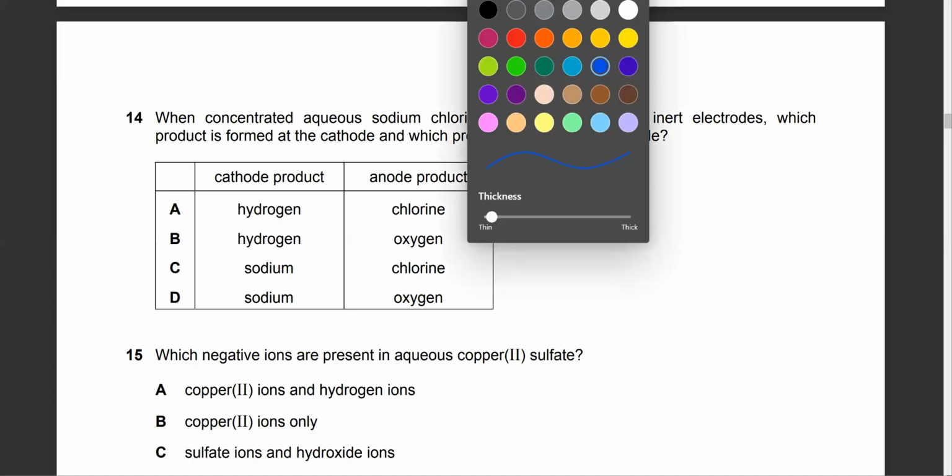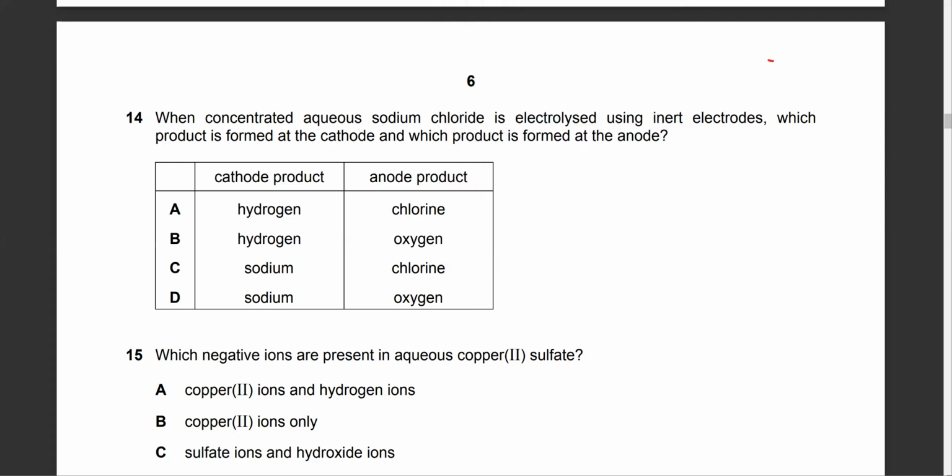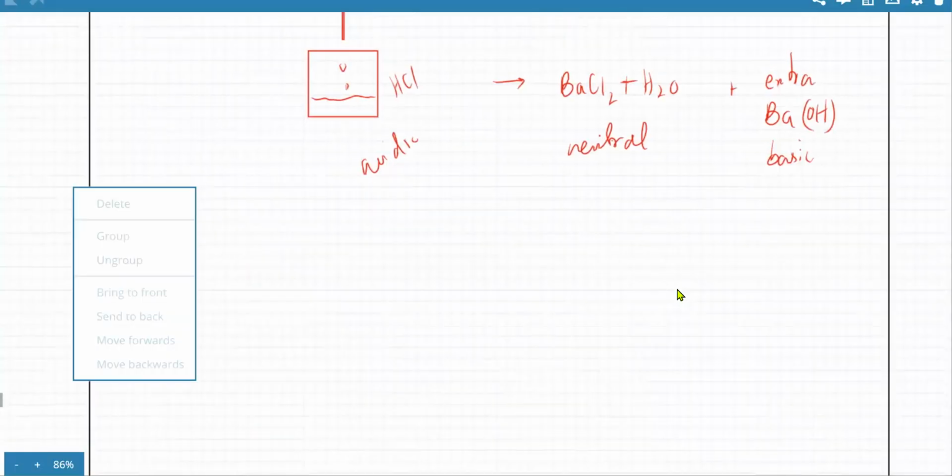So now to solve question number 14, the first thing we would have to do is revise what electrolysis was. Okay, so we have to have a brief overlook of what happens in electrolysis.